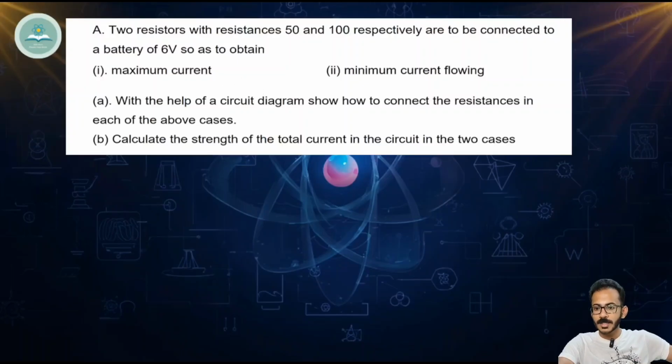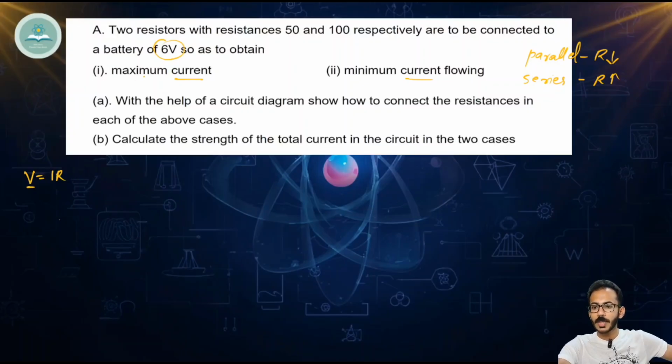Before starting that, we should know that in parallel connection, resistance is minimum and in series connection, resistance is maximum. Now let's come to the question. Here they are saying only about current, minimum current and maximum current. From Ohm's law, we have the equation V is equal to I into R. They already told us that the potential difference is constant. So this is remaining constant.